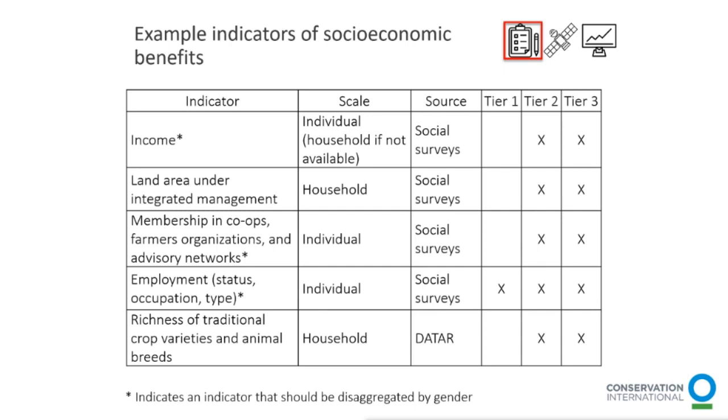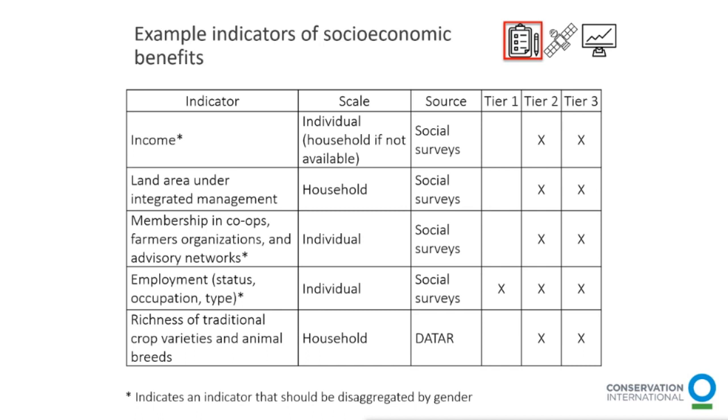Similarly here, information from DATAR, which is a tool developed by Bioversity, which is one of the partners of the Resilient Food Systems Project, can be useful to assess crop diversity and also diversity in terms of animal breeds, which of course are important in understanding the resilience of agricultural systems. Information on membership in co-ops, farmers organizations, advisory networks. Again, useful information in terms of assessing resilience, but not something that we're going to find in tier 1 broadly available regional data. So we've listed it here as tier 2 and tier 3.